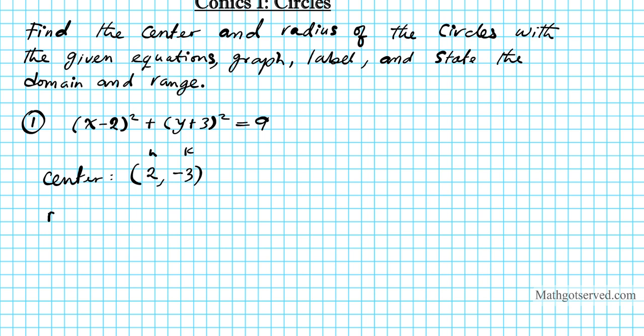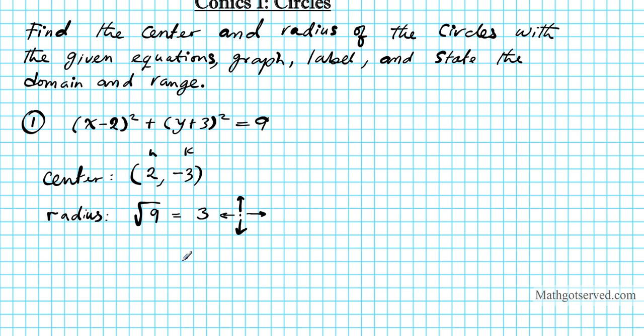All right, to find the radius, the constant on the right, you simply take the square root, which equals 3. So what does this mean? This means that you're going to go 3 units in all directions, starting from the center. Just to keep things simple, we can go 3 units to the right, 3 units to the left, 3 units up, and 3 units down, starting from the center, which is (2, -3).